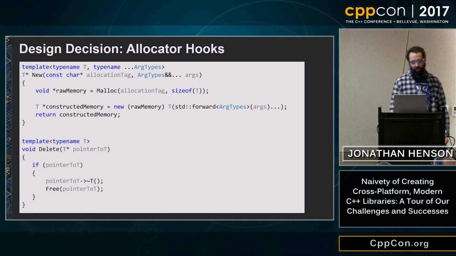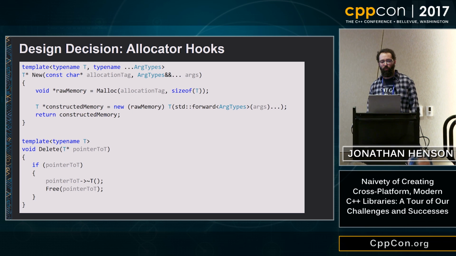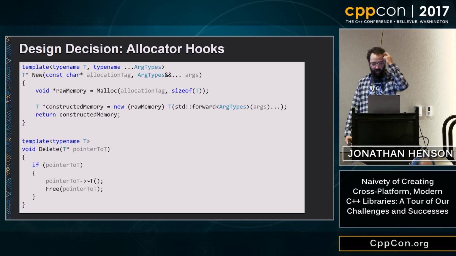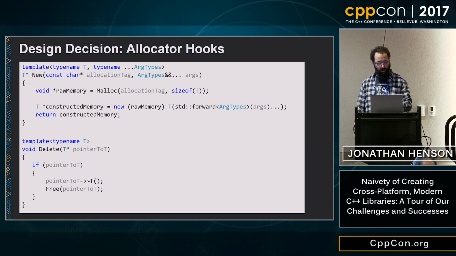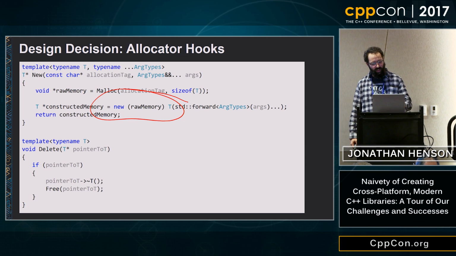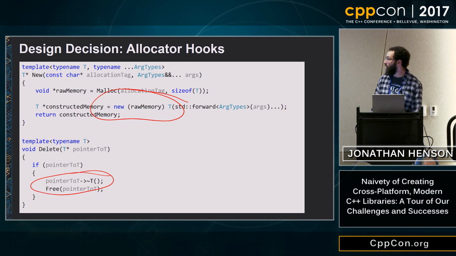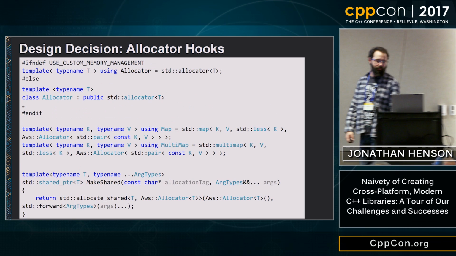So here's how the code looks for the allocators. It's really simple. We simply call into malloc, which is a symbol that we define that the user can install in a factory in a different spot. We allocate the memory. We do in-place new here. And then we return the constructed memory. Delete is very similar. We just call the destructor and then call free. And that's all there is to it. It's a bit more complicated for arrays. I'm happy to show you that code a little later.